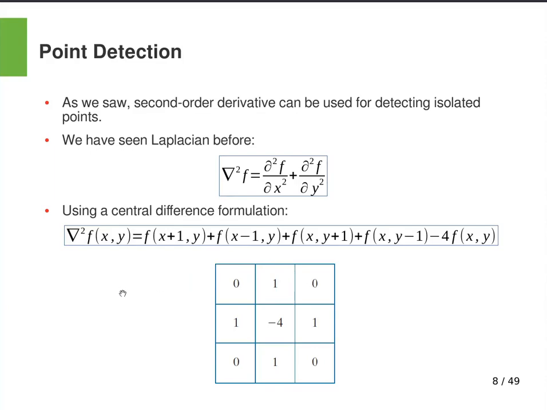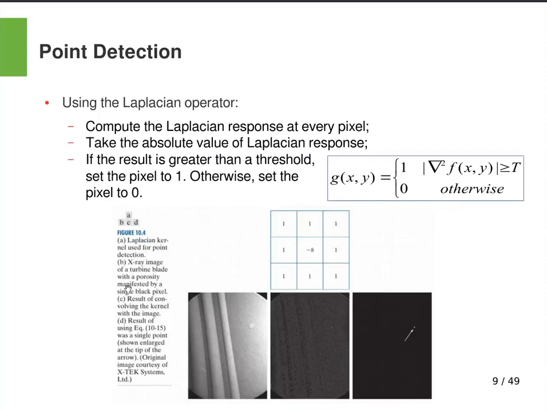So to get the Laplacian of an image, what we need to do is to find the convolution between this 3x3 kernel and the image, and the result at any given point will be the Laplacian value of the image at that point. So now let's see how we can use this to detect isolated points in the image.